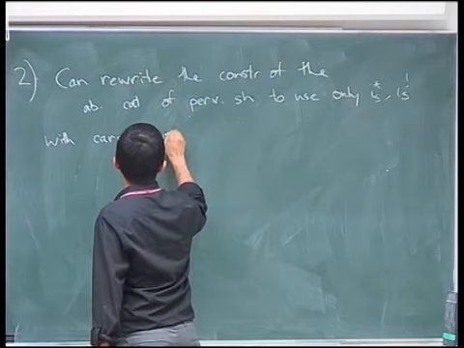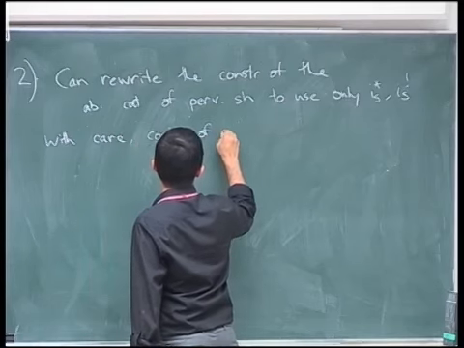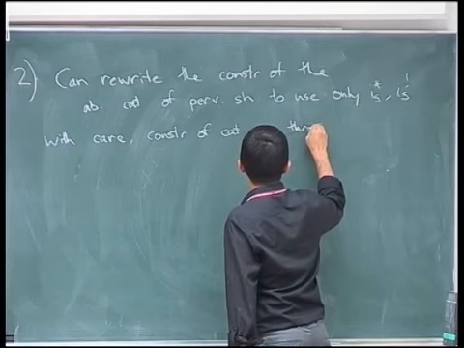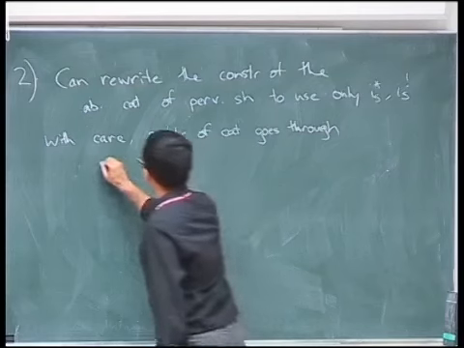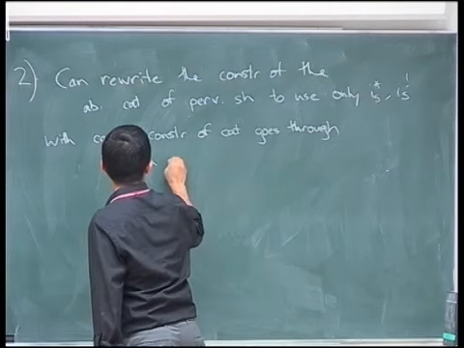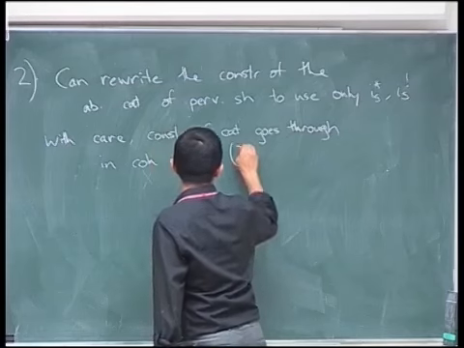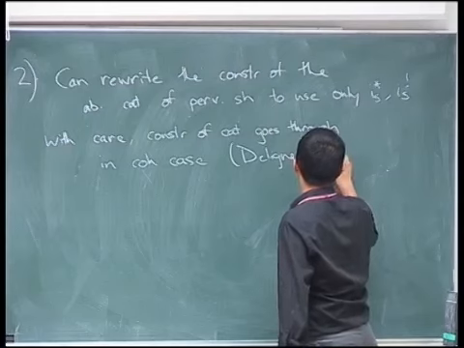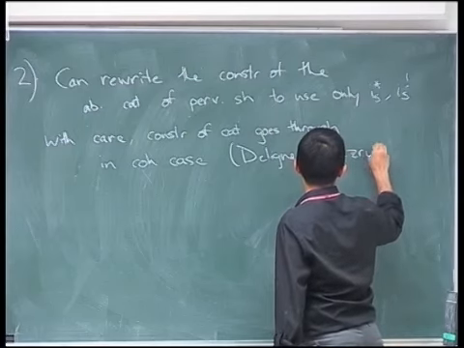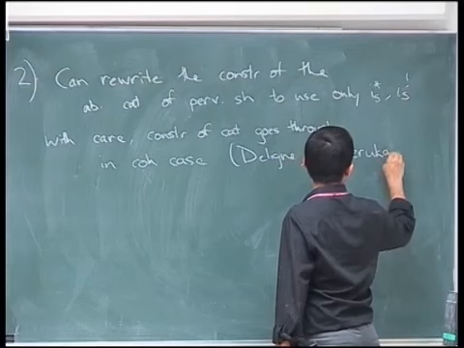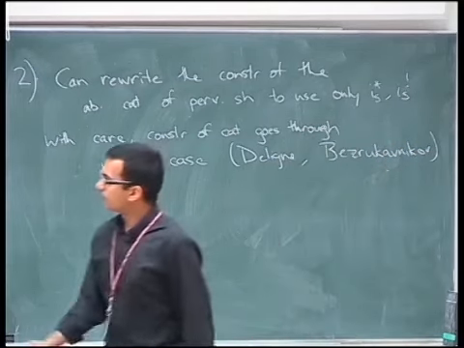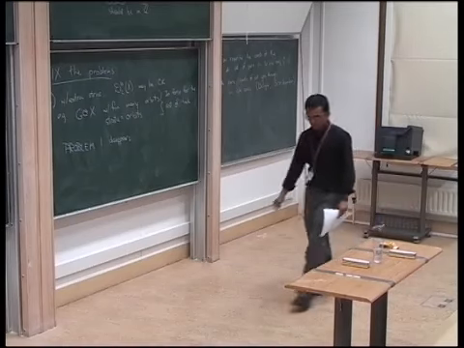With some care, the construction of the category goes through in the coherent case, and I think this was originally discovered by Deligne and written up in a slightly different way by Bezrukhovnikov. But we needed something more.